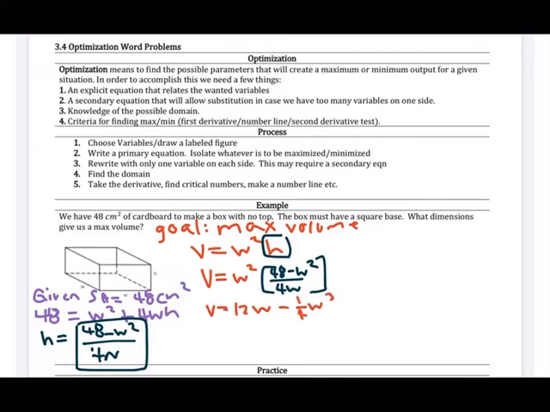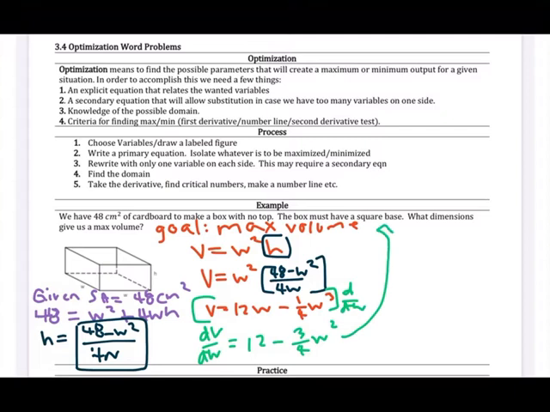So I've accomplished my first 2 steps. I have a picture, I've chosen variables, I wrote my primary equation. I used another equation so that I could put my primary equation in terms of only one variable. And now we're going to differentiate with respect to that one variable. So we're going to differentiate our volume with respect to W. That's going to give us dV/dW equals 12 minus 3/4 W squared.